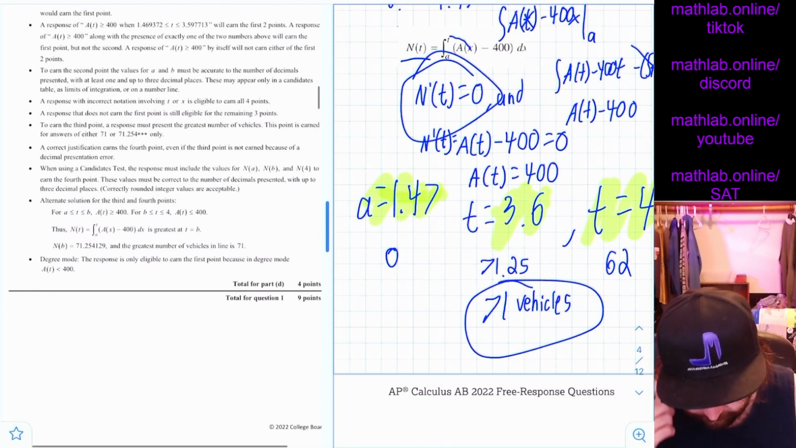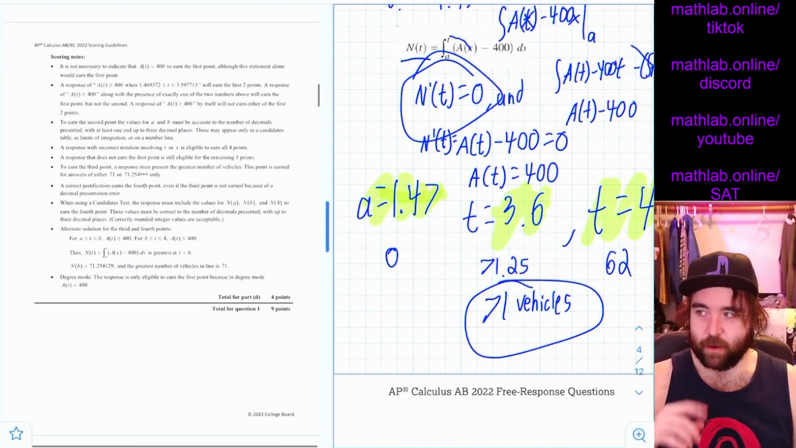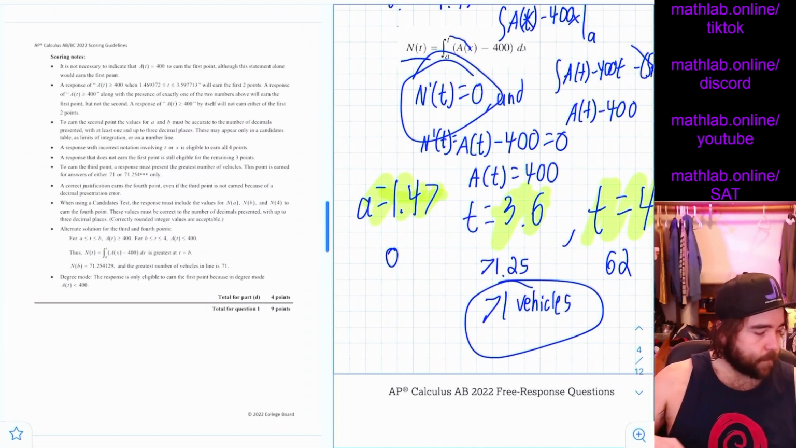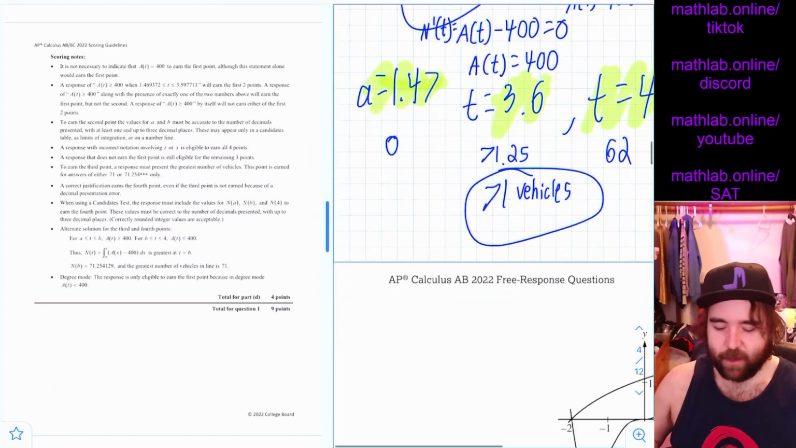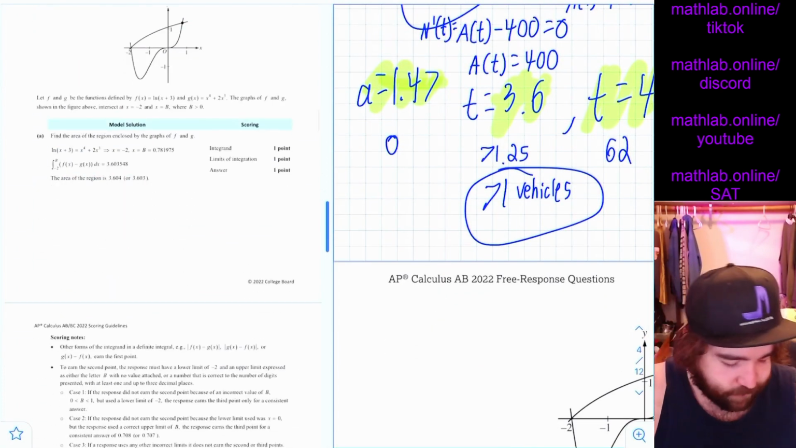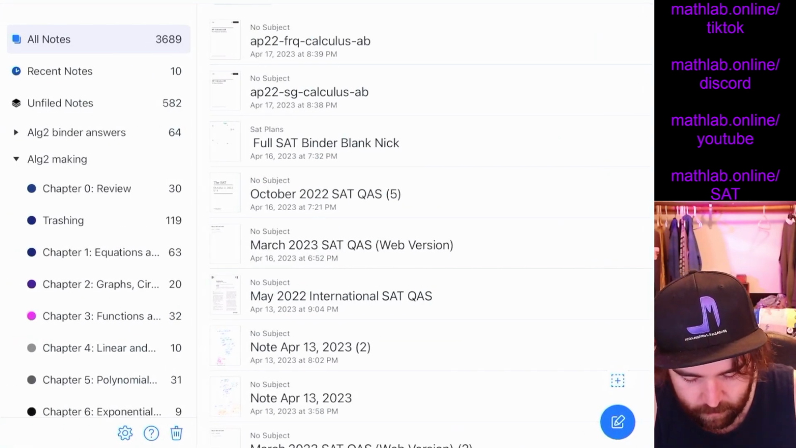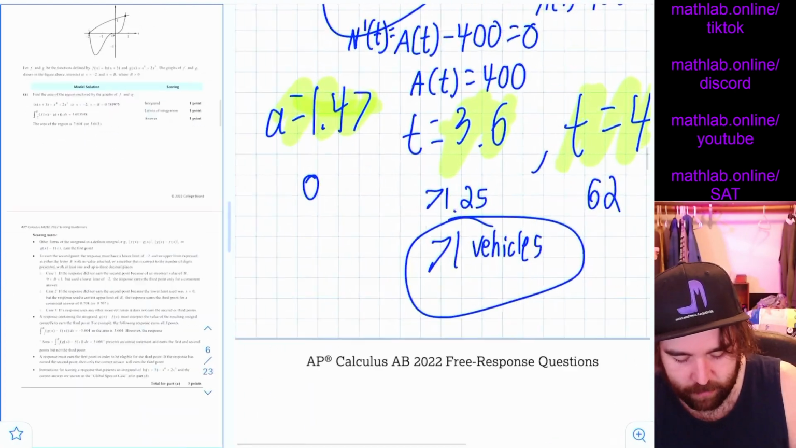So I got everything, right? I think I got everything here. Okay. Let's go to the next question. Well, except for that one part, just because I was in the wrong calculator mode. But I think I got all the points.